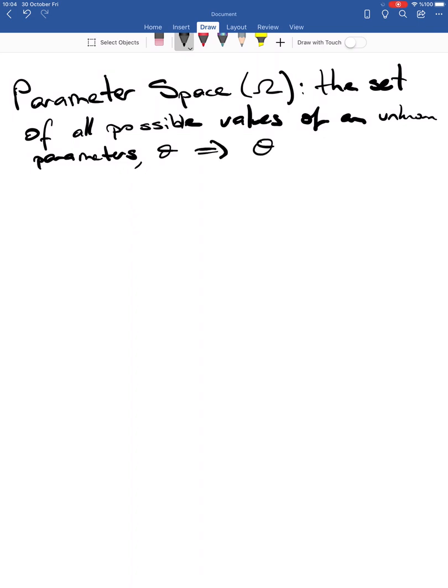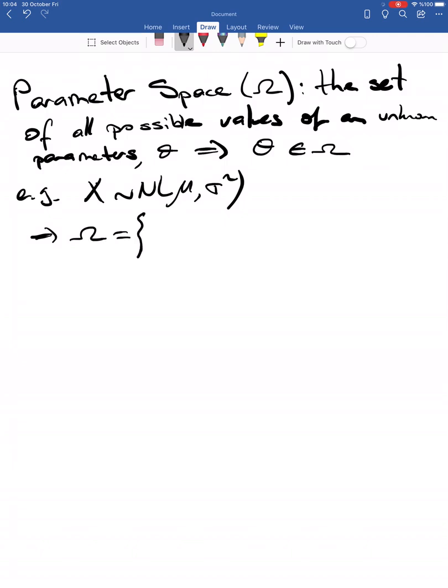The set of all possible values of an unknown parameter, theta. So we can say that our theta is in the parameter space. When we consider a random variable from a normal distribution, we have two parameters to estimate. Then our parameter space will be, for mu, the whole real line, and for sigma square, all positive numbers. So this will be our parameter space.